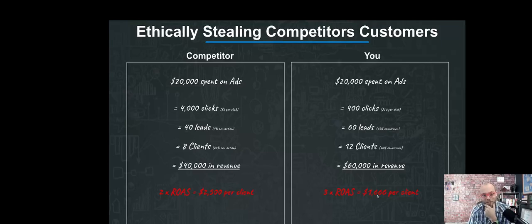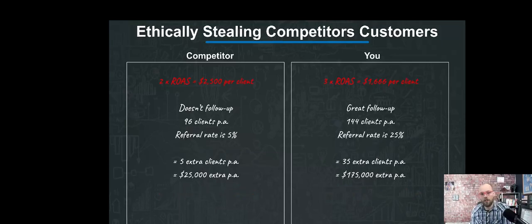Oh, interesting, right? So what does that mean? Well, if we take all this into account now and we look at customer lifetime value, as I said, there are different ways that you can generate additional lifetime value with a customer. And one of the easiest ways, referrals. So let's look at this solely from a referral point of view.